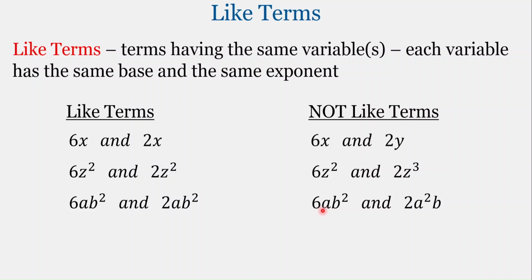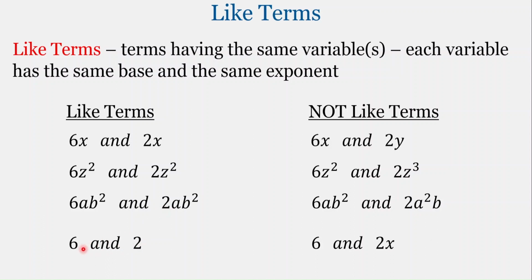Moving across, we have the first term of 6ab squared, but the second term is 2a squared b. So instead of having a to the first power like we have in the first term, we have a to the second power. And in the first term we have b to the second power. Here it's b to the first power. So these are not like terms.